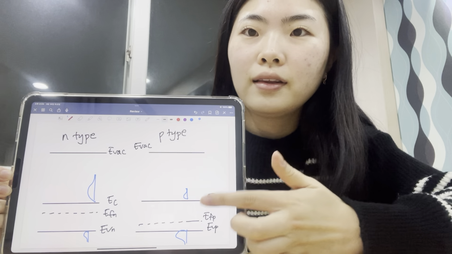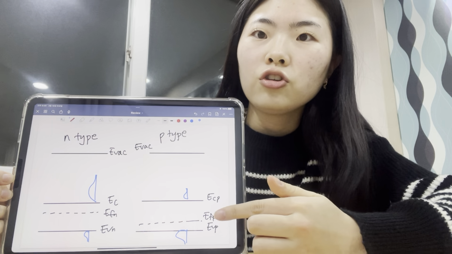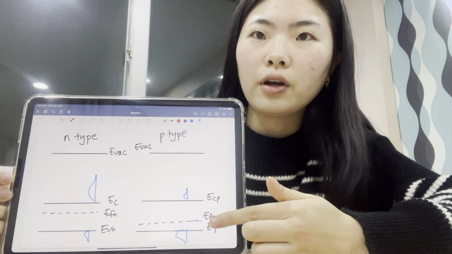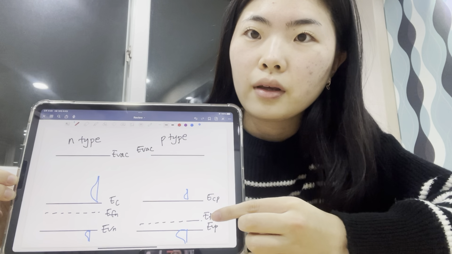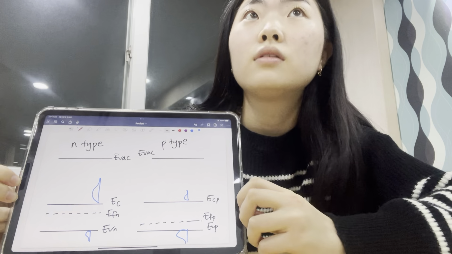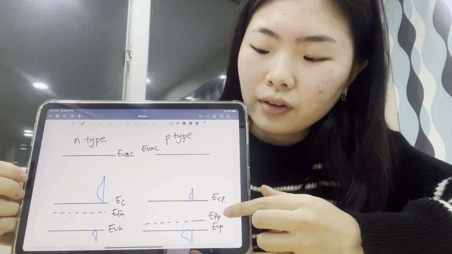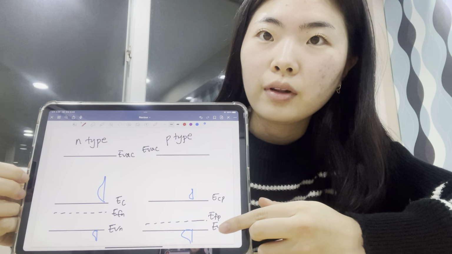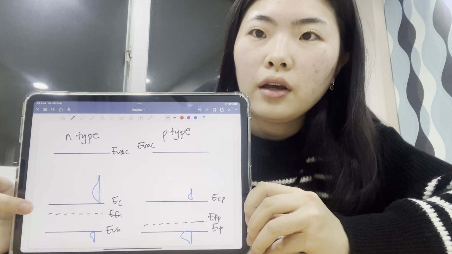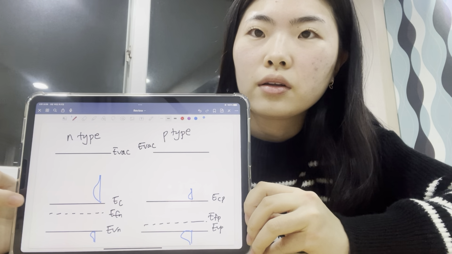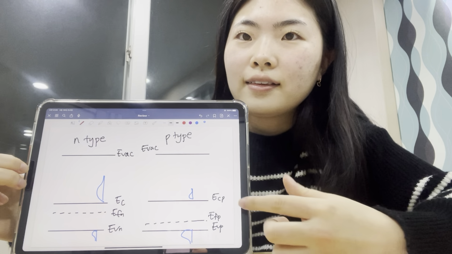Because of those concentrations, the Fermi level is changed. In P-type, the Fermi level is much lower than N-type, and it is near the valence band level. However, in the N-type, the Fermi level is near the conduction band level. So we should know this difference.